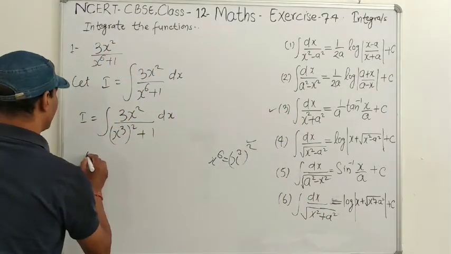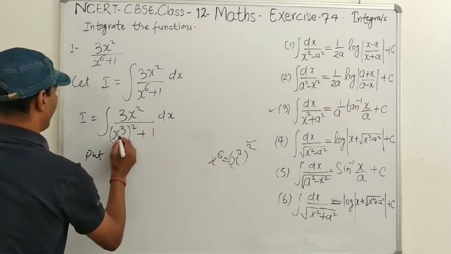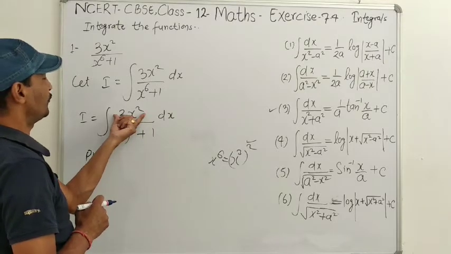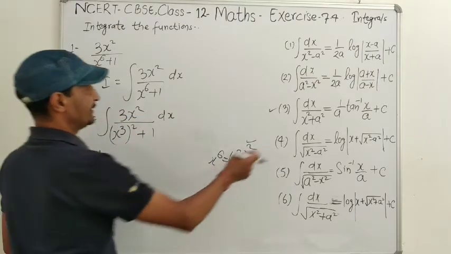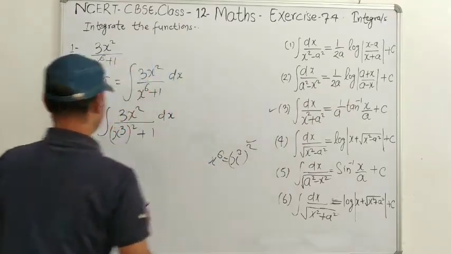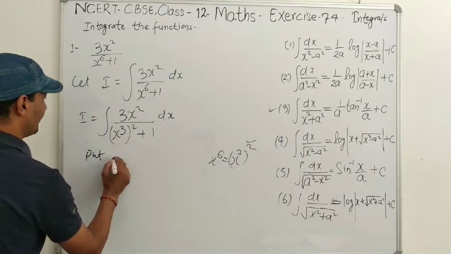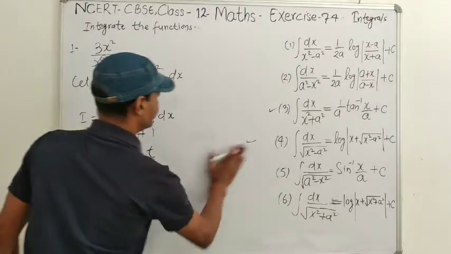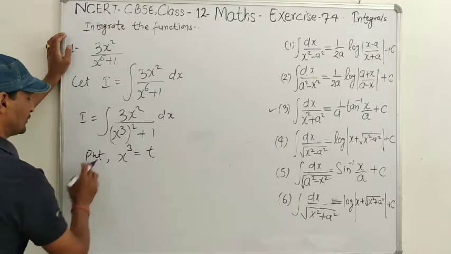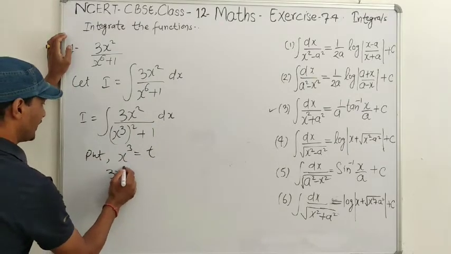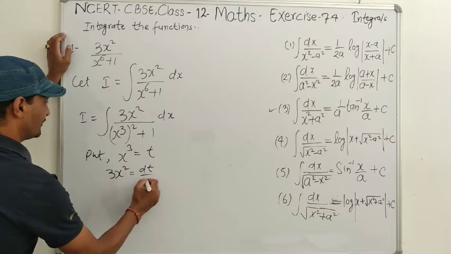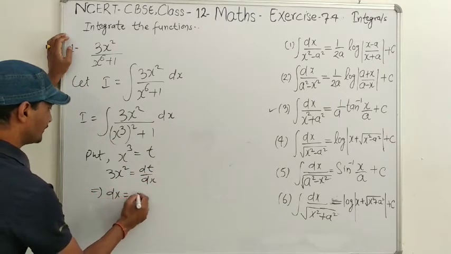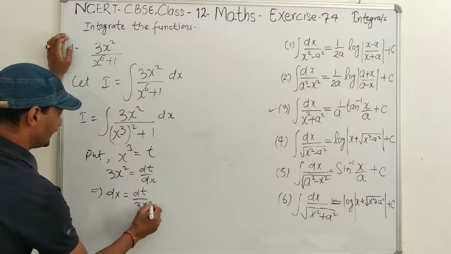Now put, here we also have to remove this 3x square, because the formula of this is dx by x square plus a square. So we put x cube equal to t, then differentiating with respect to x, it becomes 3x square and this dt by dx, and we find here dx is equal to dt by 3x square.